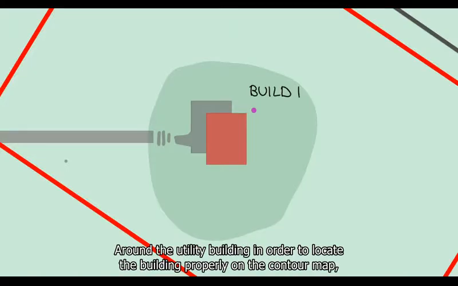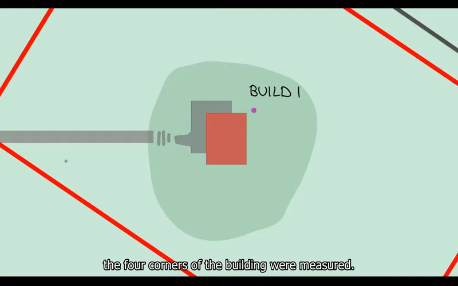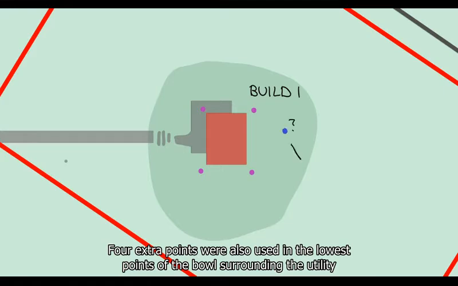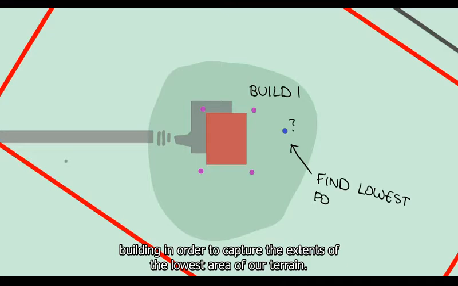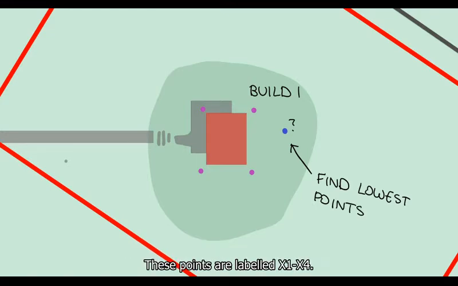Around the utility building, in order to locate the building properly on the contour map, the 4 corners of the building were measured. These points are labeled Build 1 through 4. 4 extra points were also used in the lowest points of the bowl surrounding the utility building in order to capture the extents of the lowest area of our terrain. These points are labeled X1 through X4.